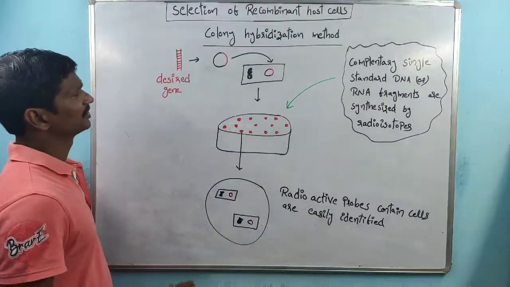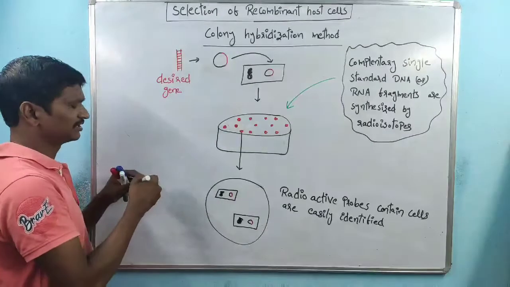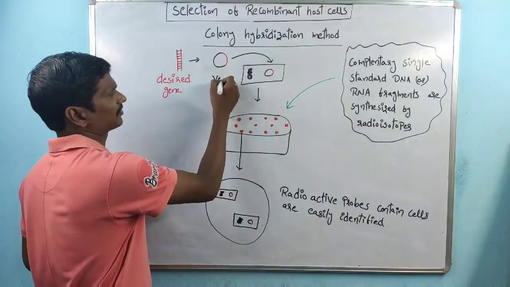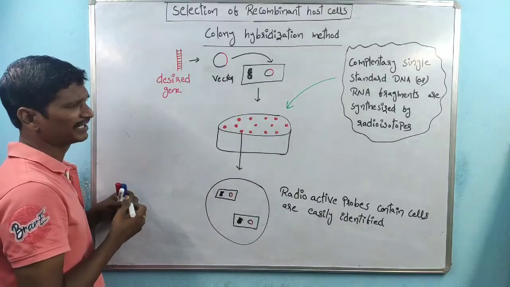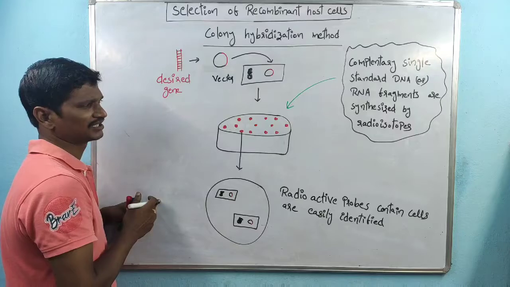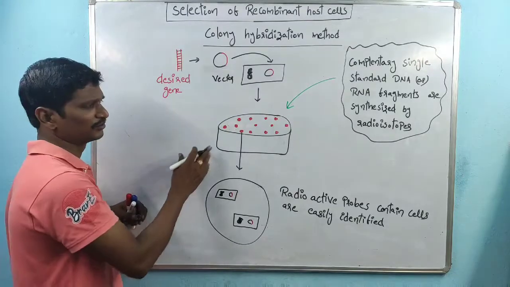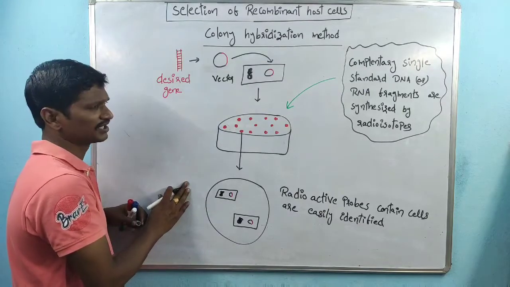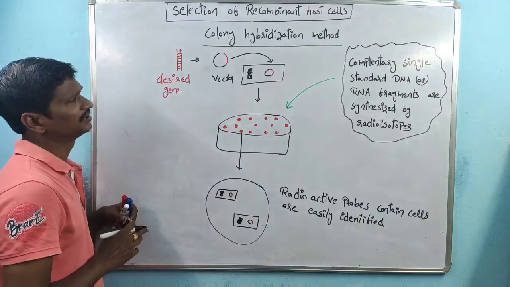In this method, we know this is one of the desired genes. The desired gene is inserted into the vector, and the vectors are inserted into the bacteria cells. The bacteria cells are cultivated. Before the cultivation process, we are doing the selection. So this is the step related to the selection process.